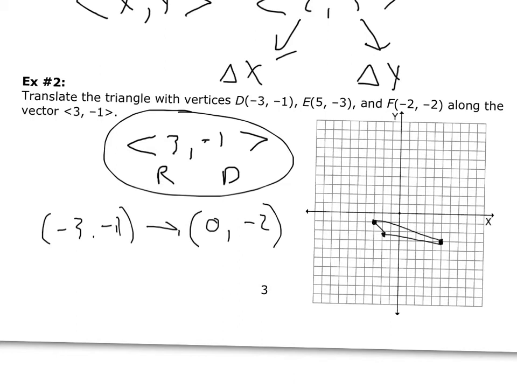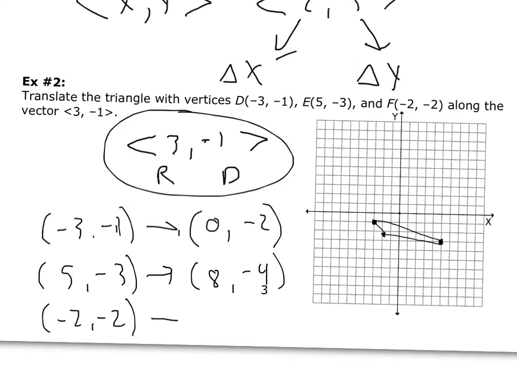A second one, we had 5, -3. And we're going to add 3 to our x and take 1 away from our y. So if we add 3 to the x, that of course gives us 8. And if we take 1 away from the y, that gives us -4. And lastly, -2, -2. Going to add 3 to the x, and then we're going to take 1 away from the y. So that would give us 1, -3.